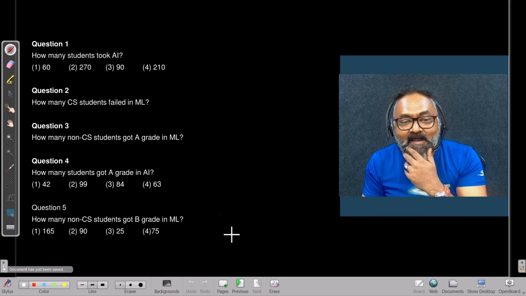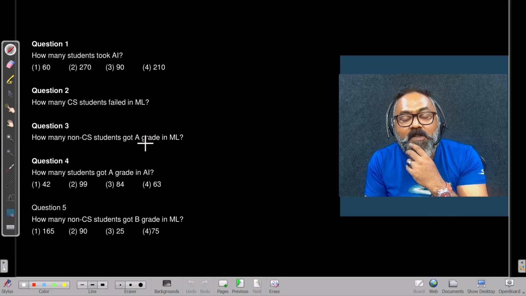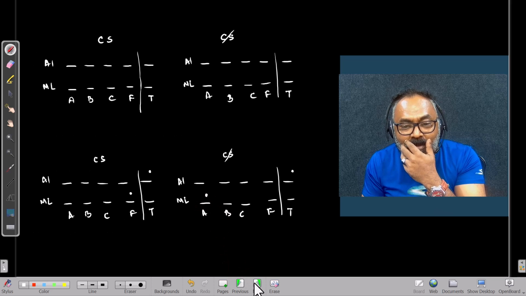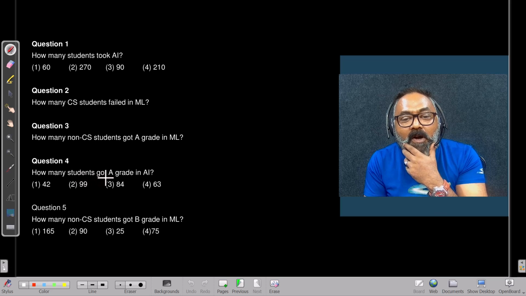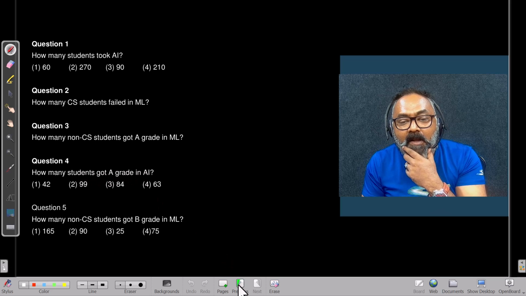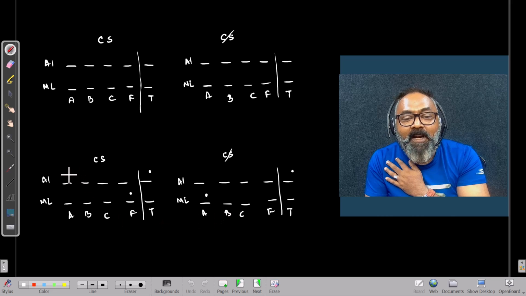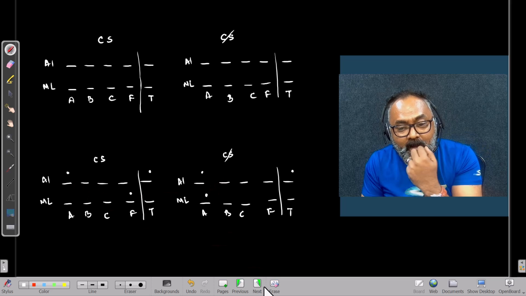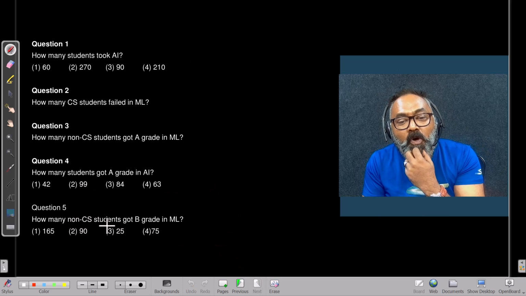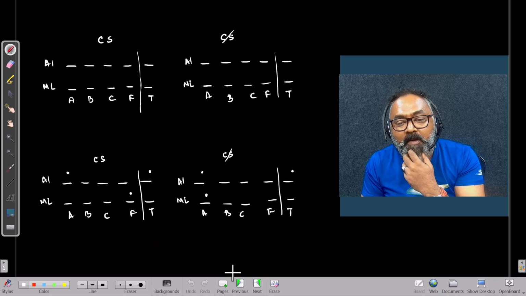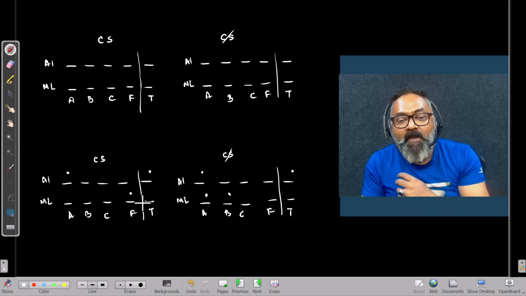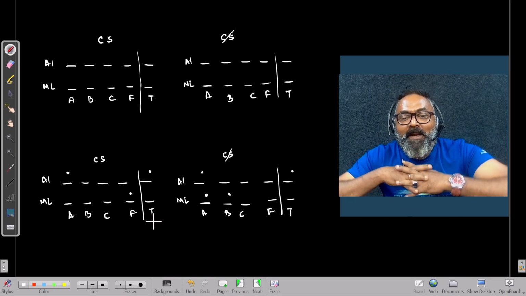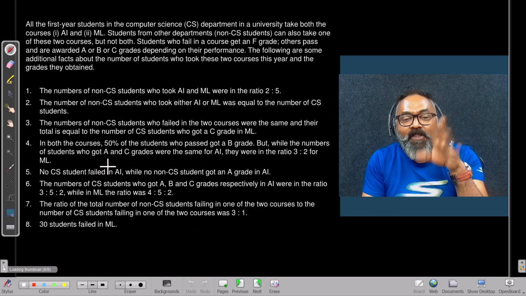That is wonderful. What else? How many non-CS students got a grade A in ML? So that is that particular value. How many students got A grade in AI? Which means I need this value and this value, then I'll know the total. And the next one is how many non-CS students got grade B in ML. So those are the important blocks. If we get these, we will get something.